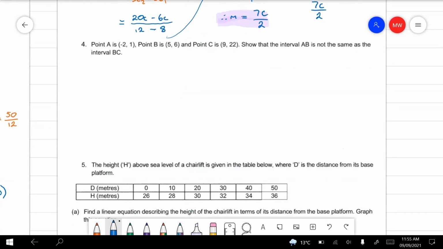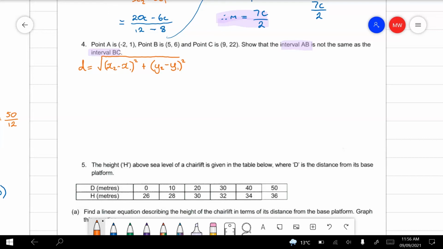This one's going to be long. This one is the distance formula, but it's giving me 3 points, and it wants me to prove that interval AB is not the same as interval BC. Okay, so that means the distance between A and B and the distance between B and C is not the same. So we'll need to run the distance formula twice. We need the distance formula, that is, that d equals the square root of x2 minus x1 all squared plus y2 minus y1 all squared. This is really just Pythagoras. So let's have a bit of a look.